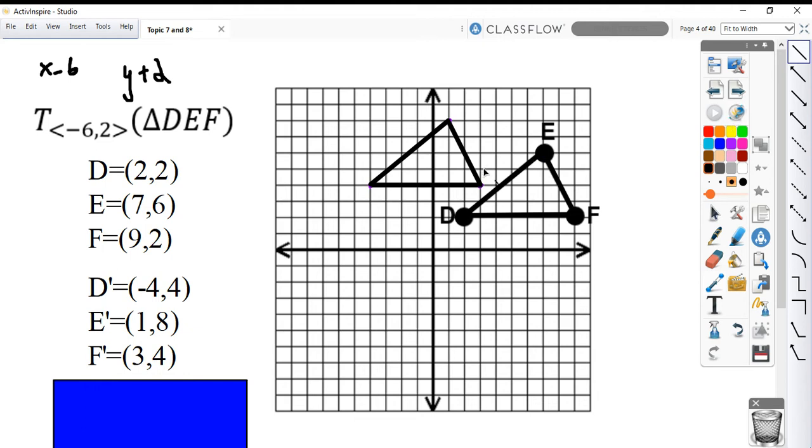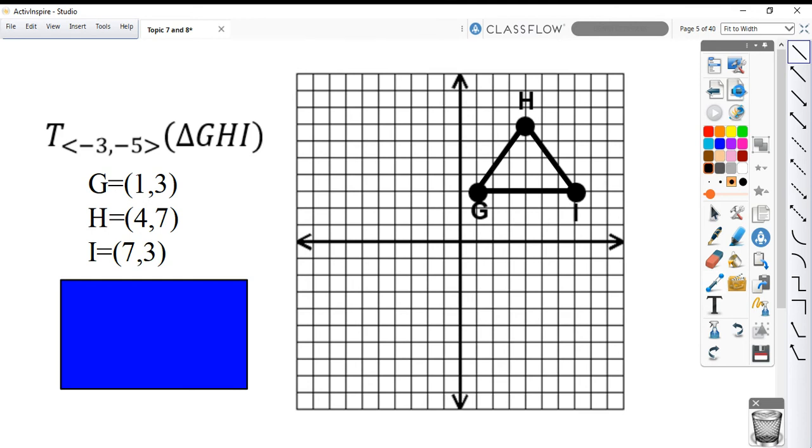All right, so it's pretty simple. In my opinion, this is far from the most complicated thing we've ever done in geometry. You just use that notation. You use these numbers that are given to you to find where your new points, your new shape would be located.